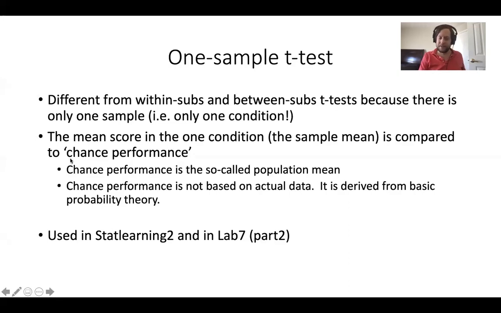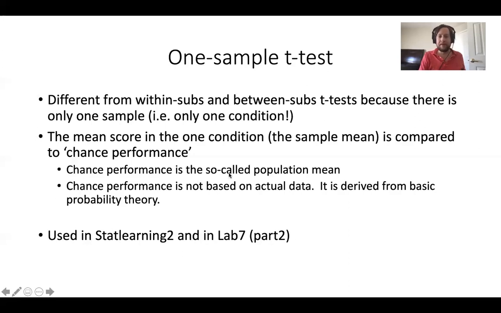And the answer is chance performance. The mean score in that one condition, which is the sample mean, is compared to chance performance. In statistics class, they probably didn't talk about chance performance that much. If you took my statistics class, I tell you a little bit about chance performance, but this is not usually the way. Chance performance is usually not necessarily the term which is taught about in one sample t-tests in statistics classes. It's actually pretty rare for reasons I don't completely understand.